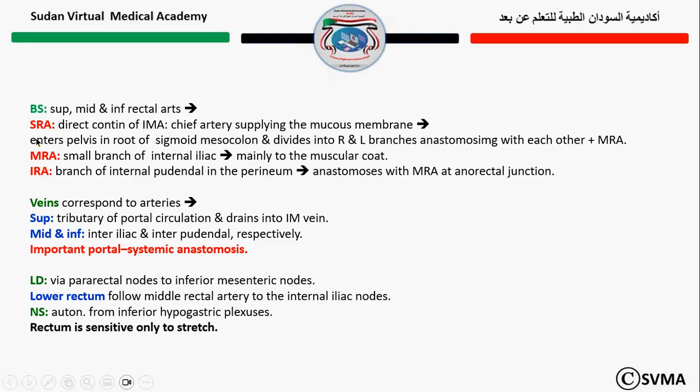So the superior rectal artery is not coming from the internal iliac artery. Do you remember I said there are three arteries not coming directly from the internal? They are entering the pelvis from different origins. One of them is the superior rectal artery, the direct continuation of the inferior mesenteric artery. The middle rectal artery is a branch of the internal iliac artery, and the inferior rectal artery is a branch of the internal pudendal, which is a branch of the internal iliac artery.